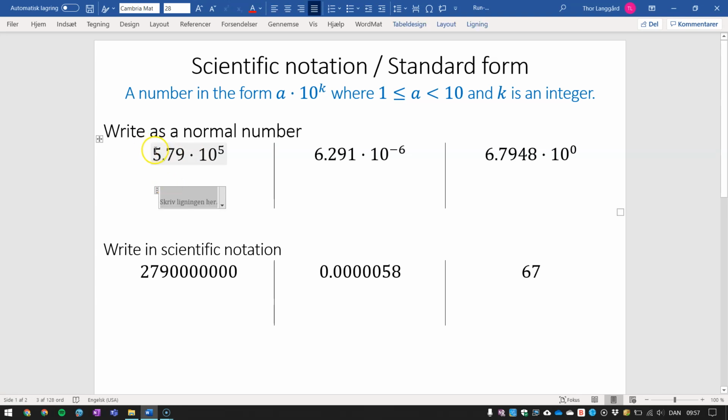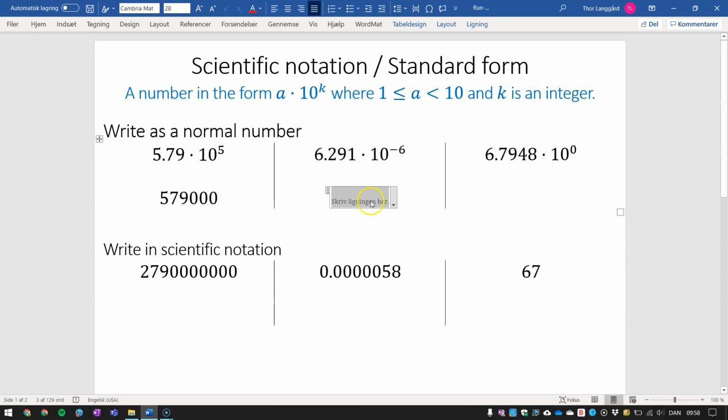If I multiply a number by 10 to the power of 5, I would move the decimal point 5 spaces to the right. By hand, I would write 5, 7, 9, and then a lot of zeros. If the decimal point starts off at the 5 spot and needs to jump 5 places, I go 1, 2, 3, 4, 5, and then this would be the number.